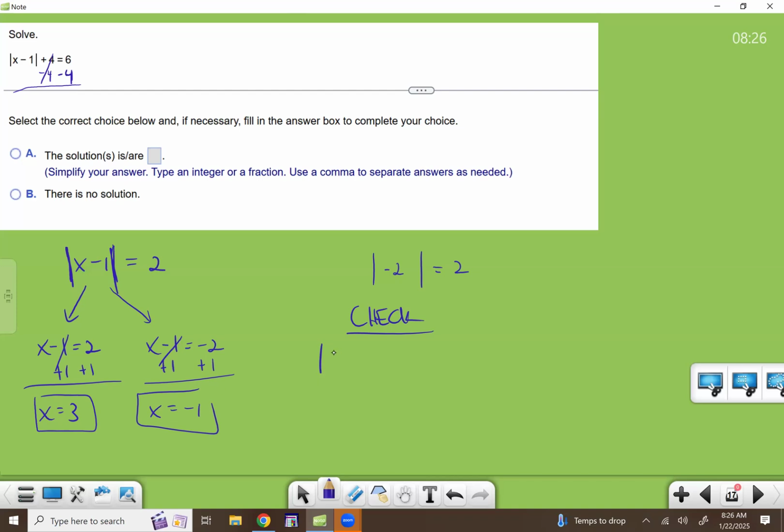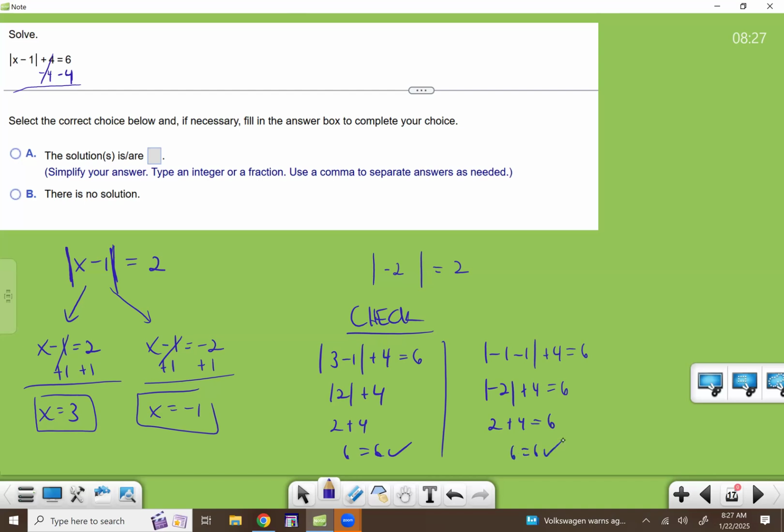So if we end up putting 3 in, versus if we end up putting negative 1 in. Well, 3 minus 1 is 2. And the absolute value of 2 is 2. And 2 plus 4 is indeed 6. So that one works out. Over here, negative 1 take away 1 is negative 2. But the absolute value of negative 2 is positive 2. And so there we have our second solution.